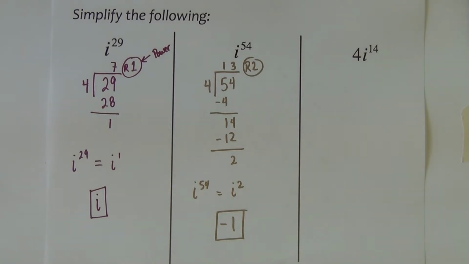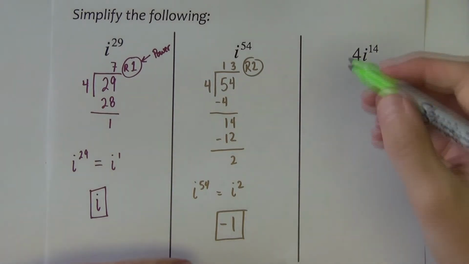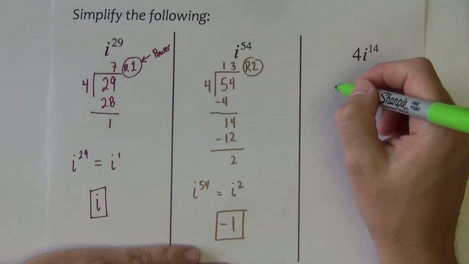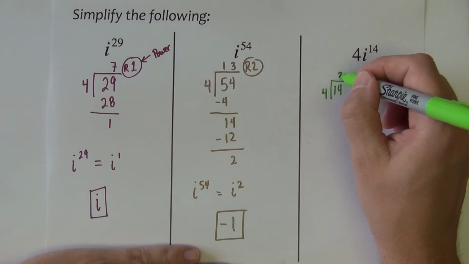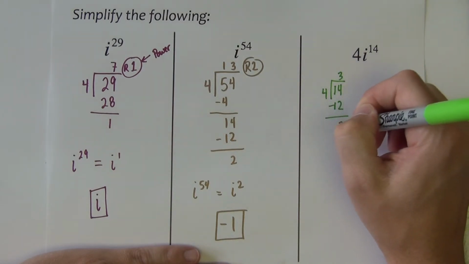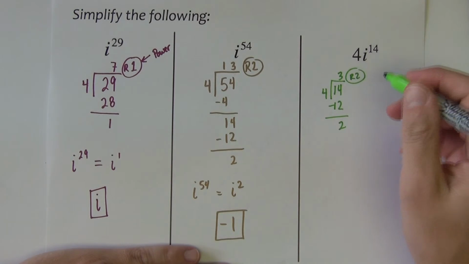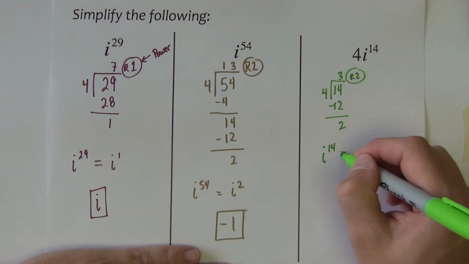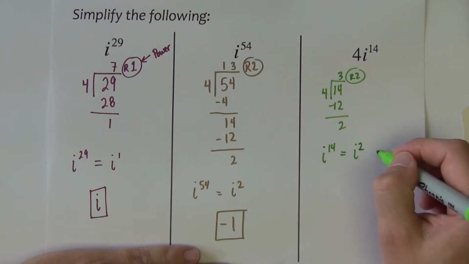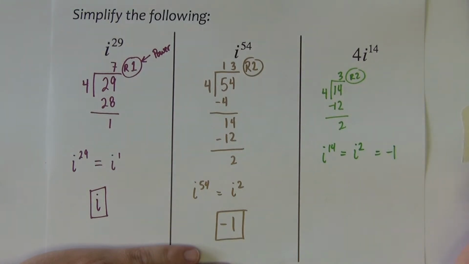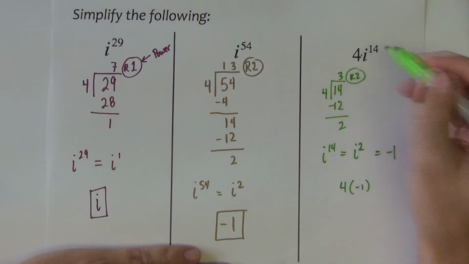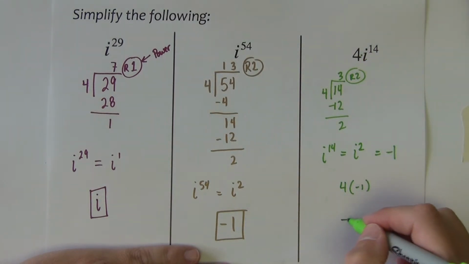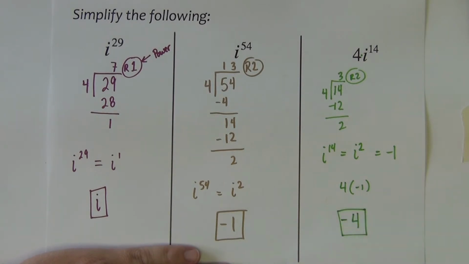Okay, in the last example we have 4i to the 14th power. I to the 14th power, we take 14 divided by 4, goes in 3 times, so we get a remainder of 2. So i to the 14th is the same as i squared, which is negative 1, but we have 4 times negative 1, because there was a 4 right there. So 4 times negative 1 is negative 4, and there's our answer simplified.